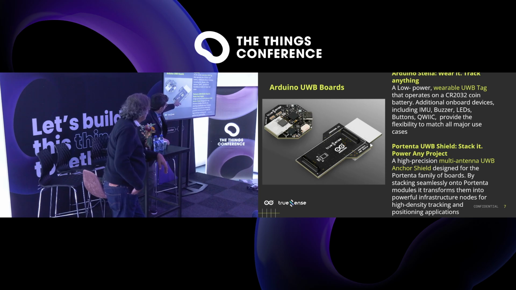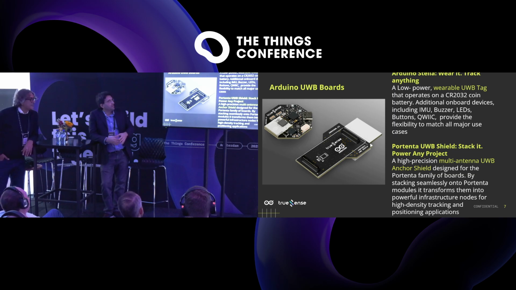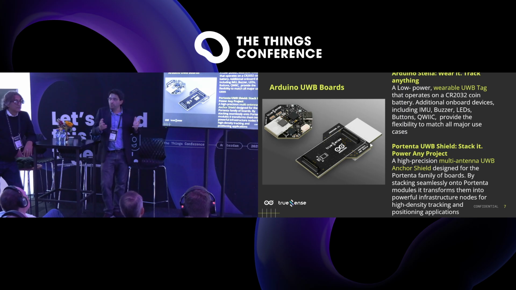In this case, we put there another ultra-wideband transceiver. So you can use the Portenta plus the ultra-wideband shield as a static anchor. I think that's the right term in ultra-wideband terminology. You populate a room with them, and then you can use the Stella as mobile devices, like a tag. You can tag equipment, you can tag a person, you can track AGVs. There are a lot of applications.